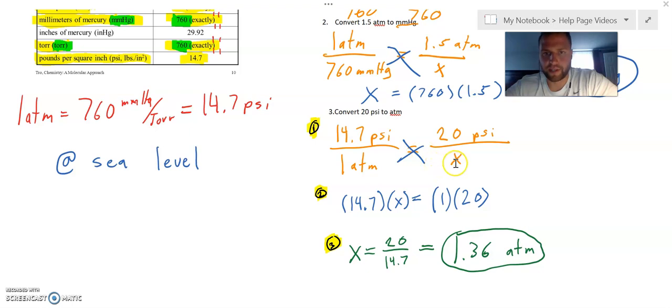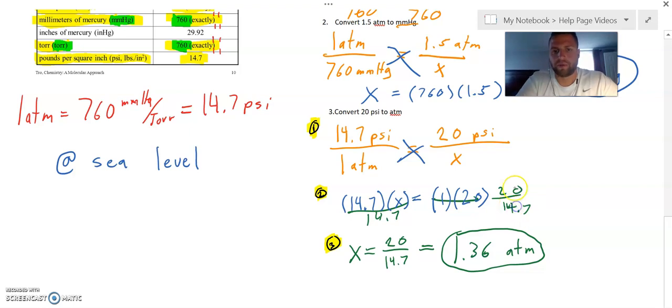Now what I did is I cross multiplied. So the first side is X times 14.7. The other side is 1 times 20 psi. 1 times 20 will just give us 20. And then to isolate X, all I did was I divided by 14.7 on both sides. And then notice that's how I get 20 divided by 14.7. When we do this math in our calculators, what we're going to get is 1.36 ATMs.